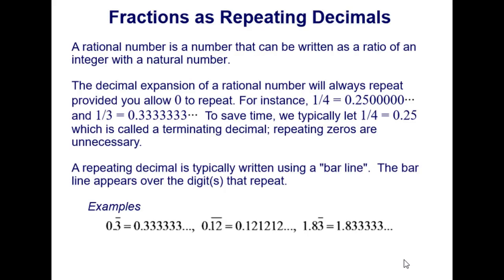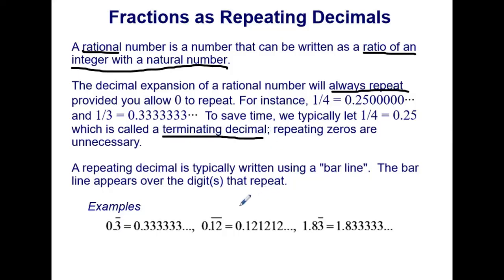Fractions as repeating decimals. A rational number is a number that can be written as the ratio of an integer with a natural number. The decimal expansion of a rational number will always repeat, provided we allow zeros to repeat. For instance, 1 over 4 is equal to 0.2500000, and another common rational number, 1/3, is equal to 0.3333333. We have repetition. To save time, though, we typically let 1/4 equal 0.25. That's then called a terminating decimal, since all those repeating zeros are unnecessary.